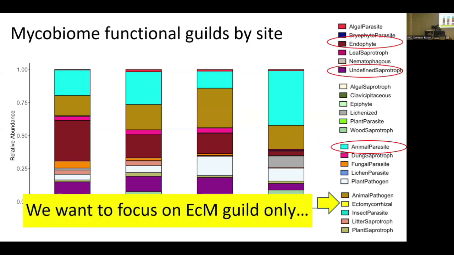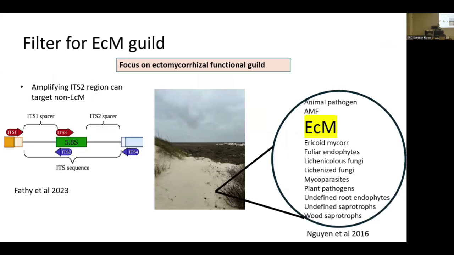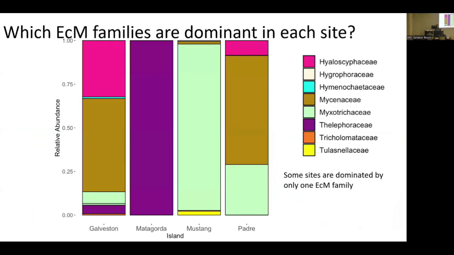So going back, I want to focus on the ectomycorrhizal guild only. So then I had to filter for the ectomycorrhizal guild, focusing on just that one particular ecological function, because when you amplify the ITS2 region, you can target non-ectomycorrhizae. This is the ITS sequence. So then going back to our functional guilds, I just want to filter for ectomycorrhizae only. And then when we do that, we get something with fewer colors.